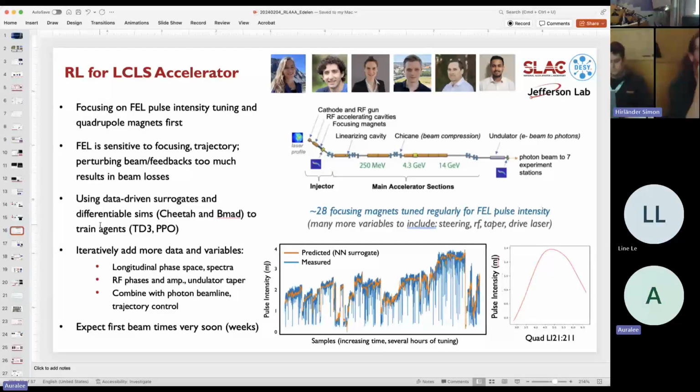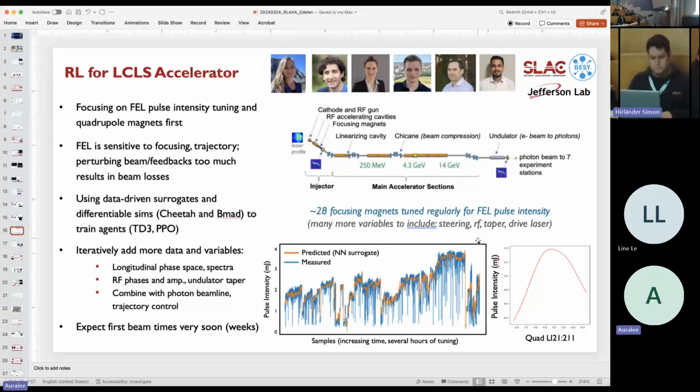So now we're moving back towards investigating RL again. We are starting to look at tuning the FEL pulse intensity with quadrupole magnets as a first example, in part because the system does respond so dynamically to small changes in things like the beam trajectory. And this initial problem includes around 28 or so focusing magnets. There are others that we could include. We could even add the steering for the trajectory control as part of it.